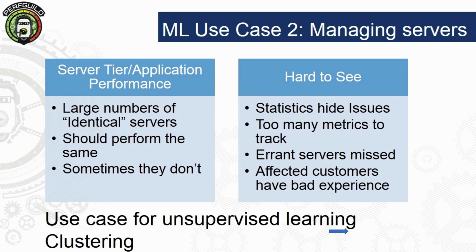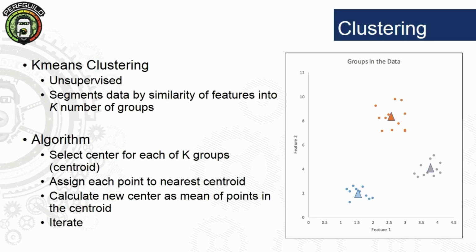So in this case, where we aren't sure what to look for and don't have a great set of historical data to compare with, we can use what's called unsupervised learning. Here we're going to use an unsupervised machine learning algorithm called k-means clustering. The way it works is it segments data into k number of groups based on feature similarity. It starts by selecting a center for each of the k groups, or centroids.